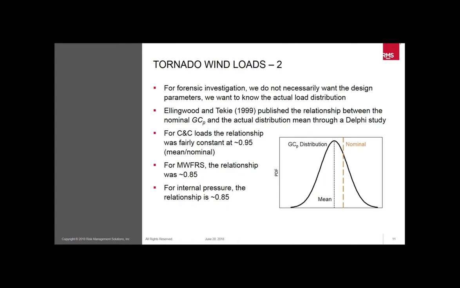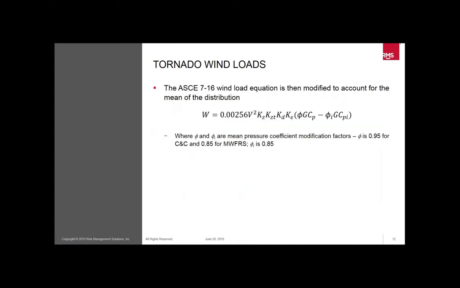So when we're doing forensic analysis, because we're using ASCE 7 pressure coefficients, we need to account for this difference when we're using the full distribution. So we can have a slight modification to the wind load equation, where we apply some factor here to account for that reduction in the mean versus the nominal or specified factors.